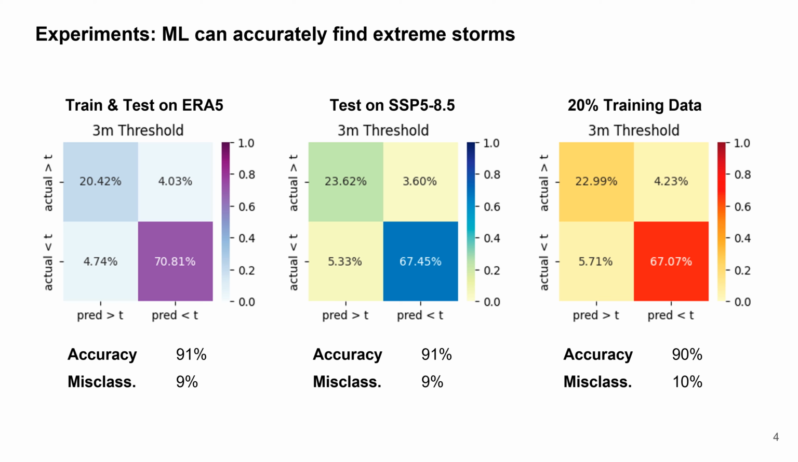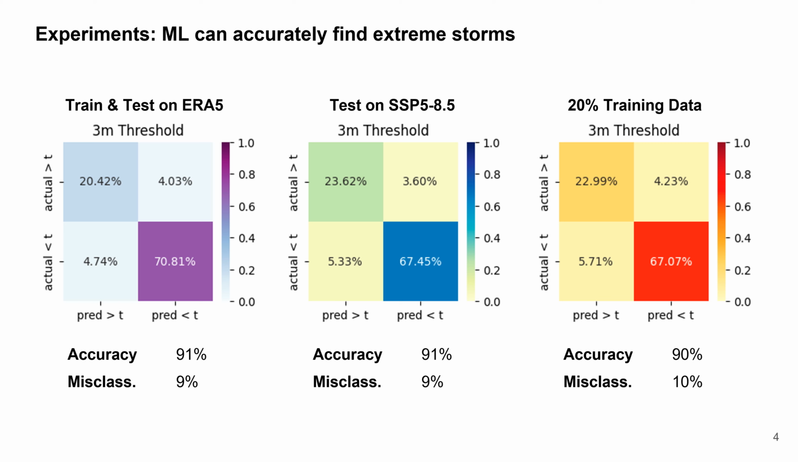So these are confusion matrices, which plot actual over predicted cyclones being either greater than the threshold or less. The first one on the left, the machine learning model was trained on 75% of ERA5 data, and ERA5 is just a present climate model that has benefited from observations of the present climate. It was trained on 75% of ERA5 data and tested on 25%. And we can see that the accuracy is pretty good, and only 9% of storms were misclassified.